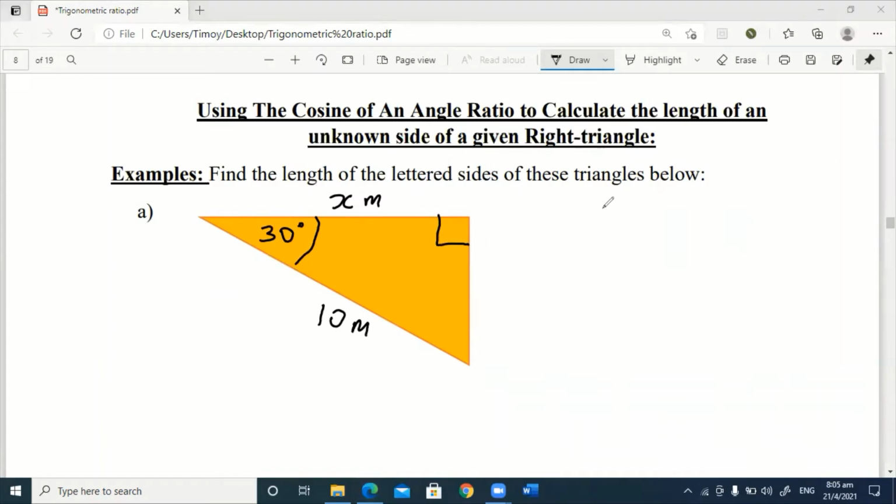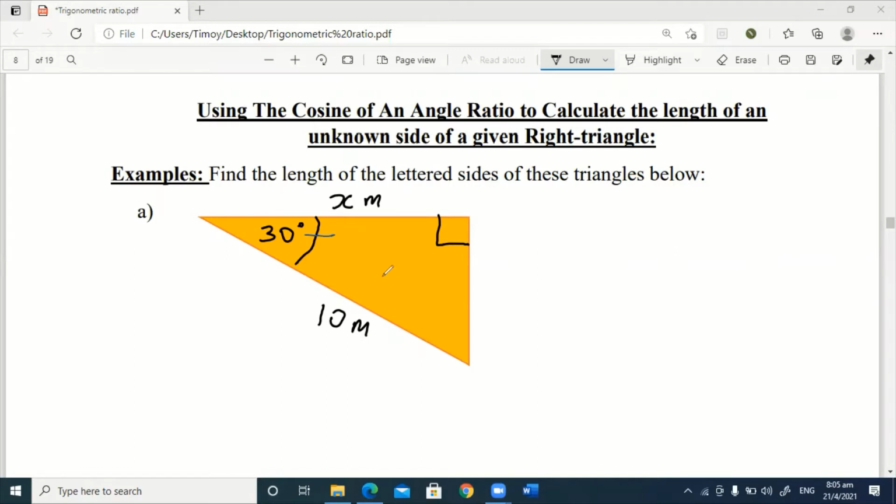Okay, so here we're given a problem. And the problem that we have here is this right angle triangle. We have an angle inside of the right angle triangle. And we are given one length of the right angle triangle, and we're asked to calculate another length. Now, the best approach to this question is to label the triangle based on the information that is given.